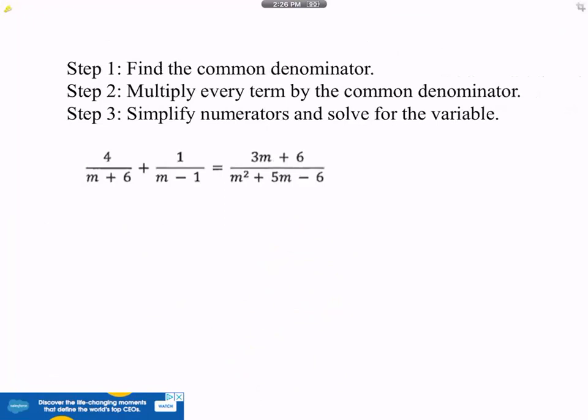All right, for the next problem, the first thing I want you to try to do, so see if you can, without my help, find the common denominator. So it's going to be very similar to the last question.